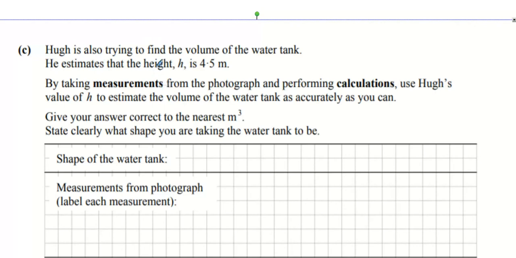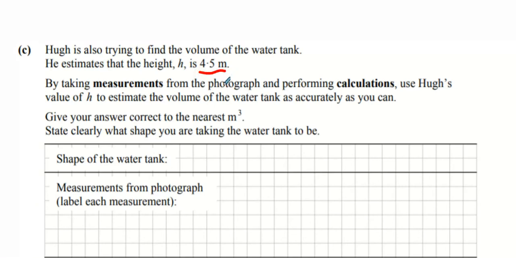Part C. U is also trying to find the volume of the water tank. He estimates that the height is 4.5 meters. By taking measurements from the photograph and performing calculations, use U's value of h to estimate the volume of the water tank as accurately as you can. Give your answer correct to the nearest meter cubed. State clearly what shape you're taking the water tank to be. I think we're taking the water tank to be a cylinder. I'm fairly certain it's a cylinder in the question.